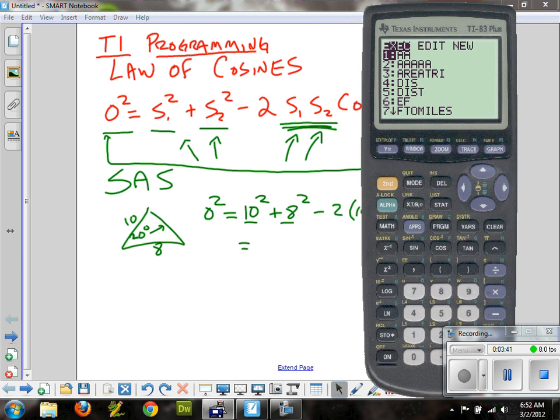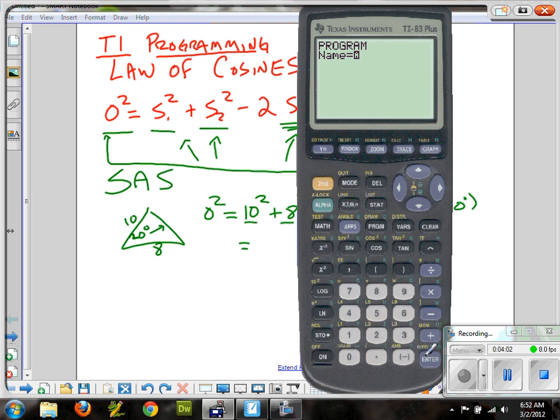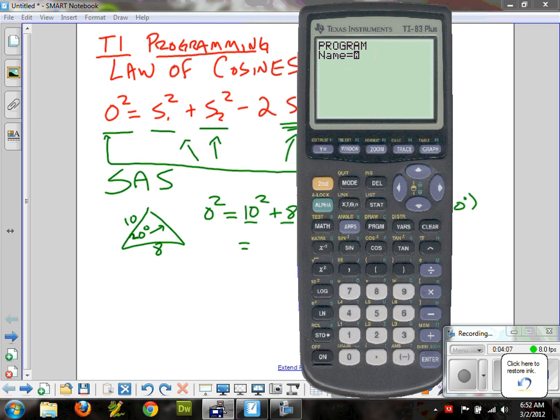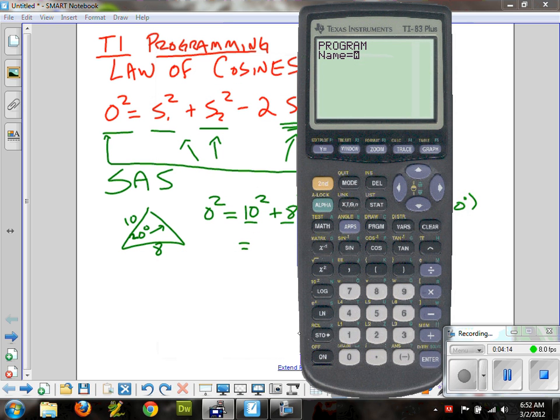So hit the program button. I have a bunch of stuff up there, please forgive me. Let's go to new. We are going right arrow over to new, and you hit the enter button to select it. I call this program side angle side, so I usually label it SAS. Right now you can see that the alpha is locked down with that blinking A, so you can type in all the letters.